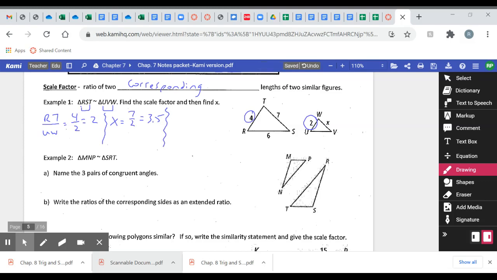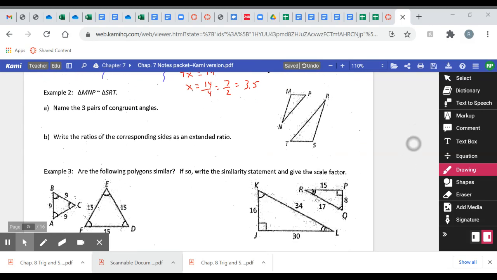Okay, I could say 4 over 2 is equal to, now I can find two other corresponding pieces that match up, and is equal to 7 over x. And then I can cross multiply and solve. So I get 4x is equal to 14. And then when I divide by 4 on each side, I get x is equal to 14 over 4, which reduces to 7 over 2, which gives me 3.5, which is the same thing we mentioned before.